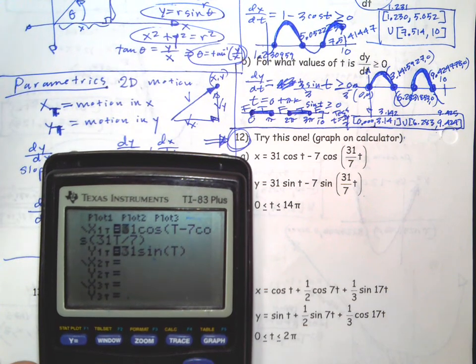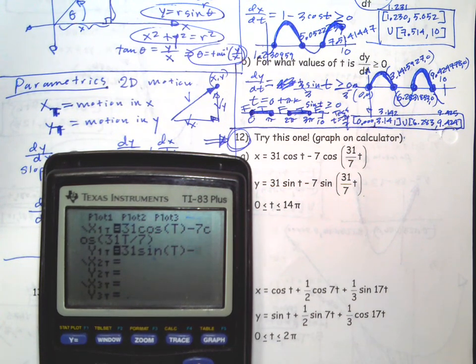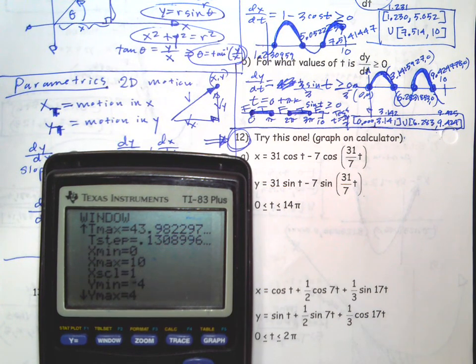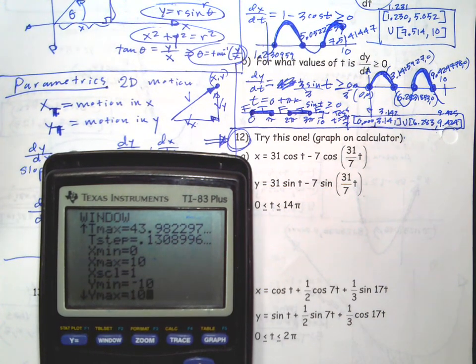Oops, I forgot to do that up here. Second, calculate inner, insert, minus 7 sine 31t divided by 7. Go to window. T is going to be 0 to 14 pi. I don't really know what the graph should be. We could say negative 10, 10, negative 10, 10. And we could just try it, see what happens.